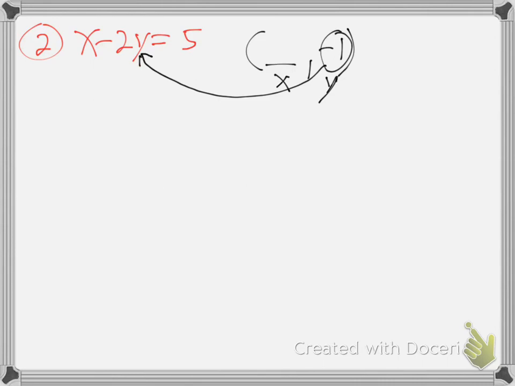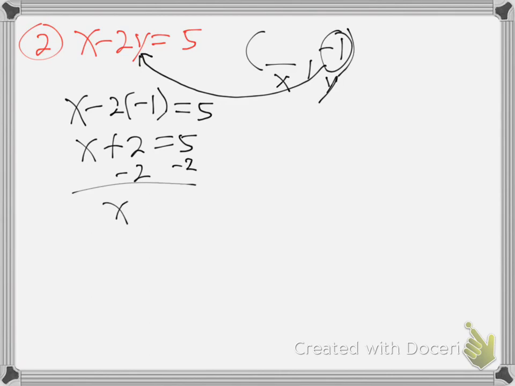So what do you get when you do that? You get x minus 2 times -1 is 5. Good so far. See how I plugged in y is -1? And then what is that? -2 times -1 is positive 2. Are we good there? 2 negatives multiply to be positive, right? And then how do you finish solving for x? Minus 2 from both. x is 3. So 3 needs to go there.